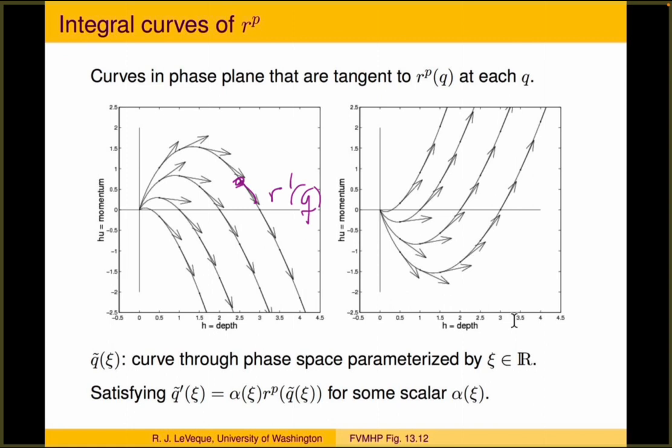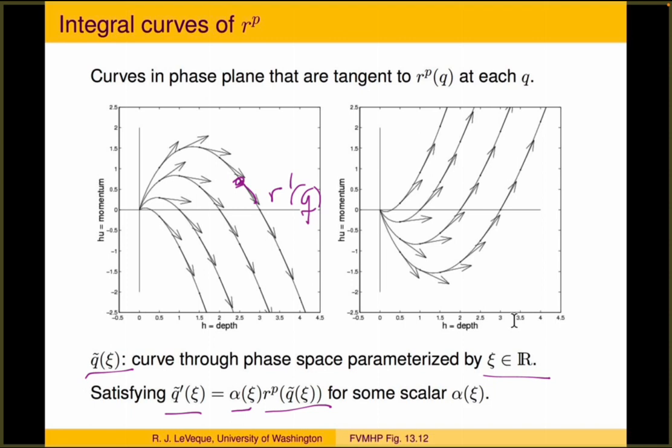Or we can try to define curves that have the property that if we take a parameterization of the curve, parameterized by some scalar value xi that's varying as we move along the curve, then if we look at the tangent vector, which is the derivative of q tilde of xi with respect to xi, that vector should be proportional to the eigenvector at the corresponding point on the curve. And alpha here would be some scalar, because we, of course, can multiply an eigenvector by any scalar, and it's still an eigenvector. And the actual length of these tangent vectors will depend on the particular parameterization we choose.